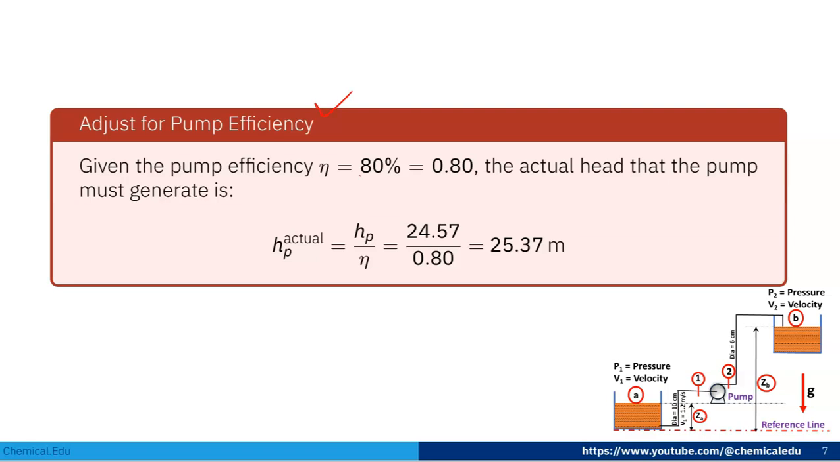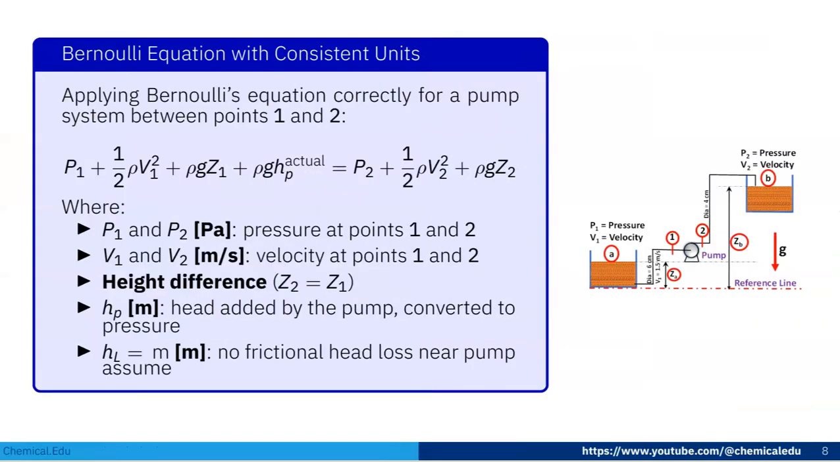Now adjust for the pump efficiency. So pump efficiency is 80%, so eta is 0.80. The actual head the pump must generate is HP actual, which is HP by eta, so that is 24.57 by 0.80, so that is 25.37 meter. So the pumping head we got is 25.37 meter.